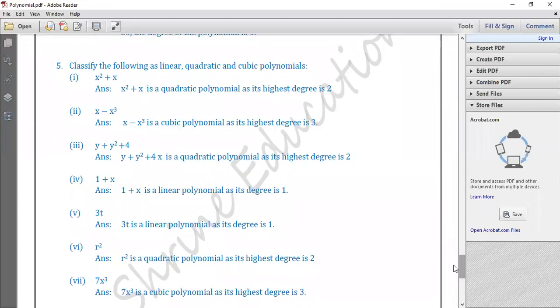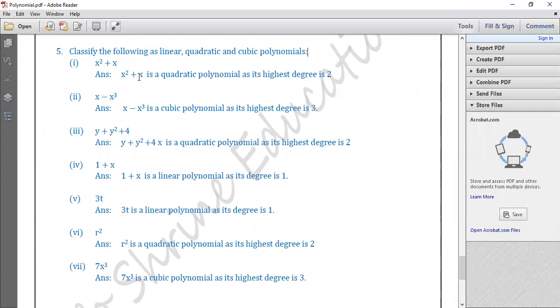And the last one. Classify the following as linear, quadratic, and cubic polynomials. Okay. We know that a polynomial of degree 1 is linear, degree 2 is quadratic, and degree 3 is cubic. Okay, here 2x, now x square plus x. So x square plus x is quadratic, as the highest degree is 2.